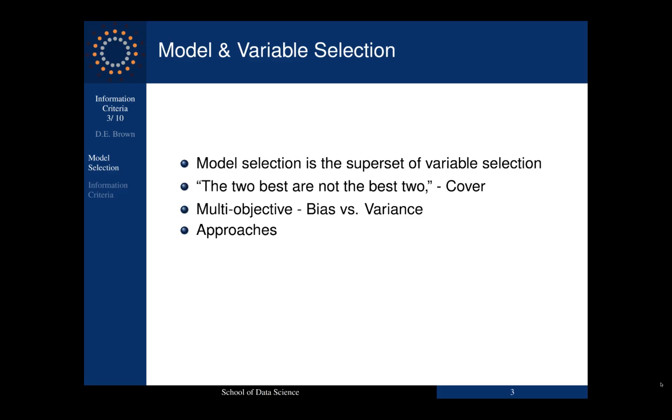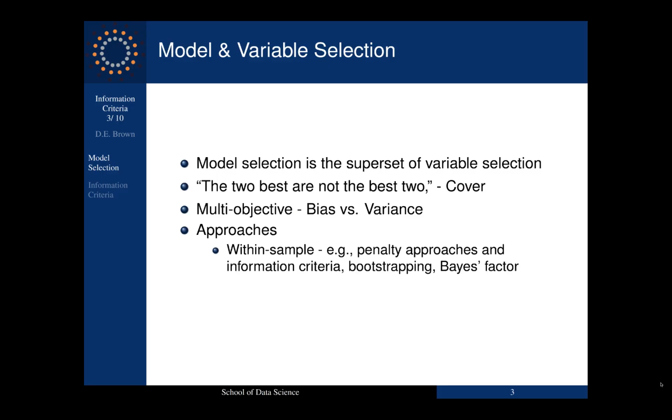So some common approaches, again, from a maximum likelihood perspective. Within sample, for example, penalty approaches. These can include information criteria and bootstrapping. And as we saw from a Bayesian perspective, they can also include Bayes factor. The information criteria that we will develop from a Bayesian perspective in this lecture are also within sample penalty approaches.